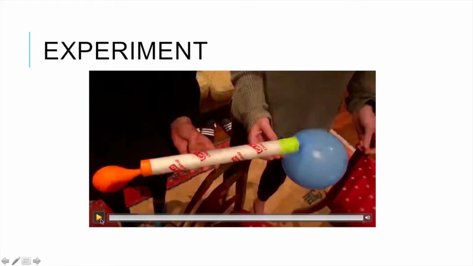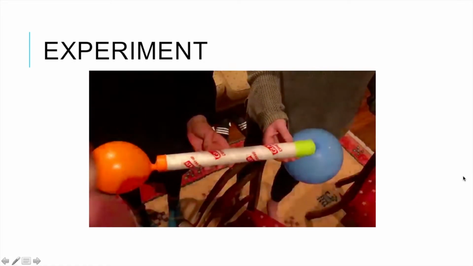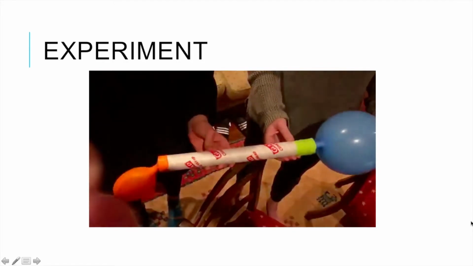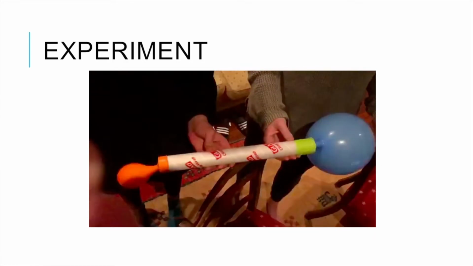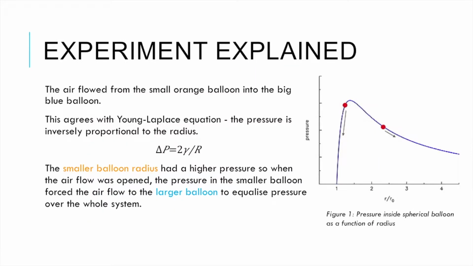Watch again. So we had a small orange balloon, as shown in the diagram, and the air went from the small orange balloon into the large blue balloon. So this shows that we did have higher pressure in the orange balloon, with a smaller radius, which agrees with equation 2. This diagram on the right shows the pressure-radius relationship of a balloon.